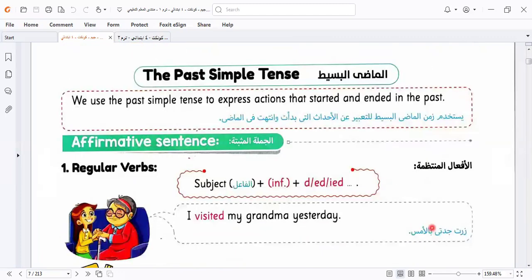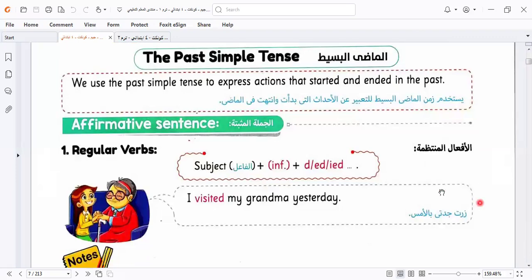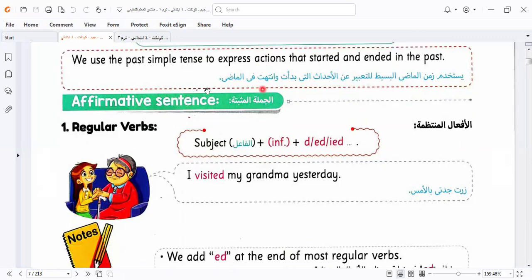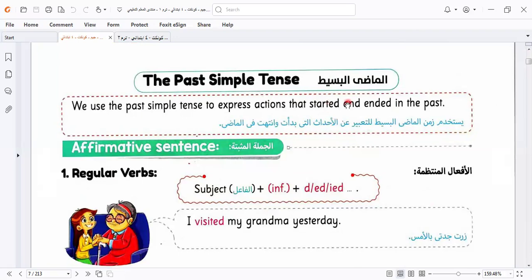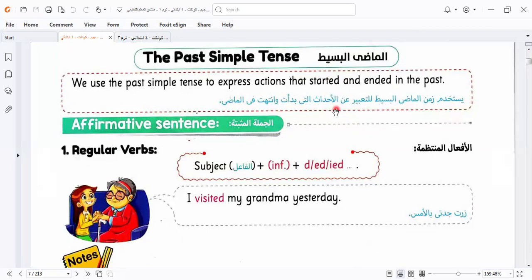In the past simple tense, as we explained before with the present simple tense, we don't put s when we use does. When I use did, I can't add s, and I return the verb to the infinitive form. Okay, we use the past simple tense to express what? Actions that started and ended in the past. In the simplest way, it is narration.